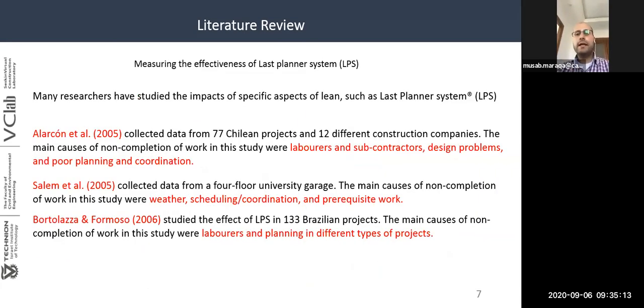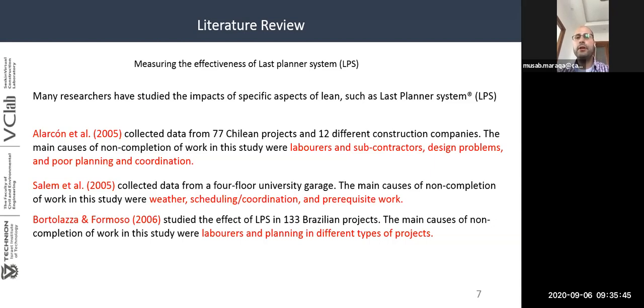Many researchers have studied some aspects of lean, such as the last planner system. According to Alarcón et al., he collected data from projects in Chile, and he tried to evaluate and study the main causes for non-completion of work in the last planner system. He found that the main reasons for non-completion of work are laborers, subcontractors, design problems, and poor planning and coordination. Also, Salim et al.